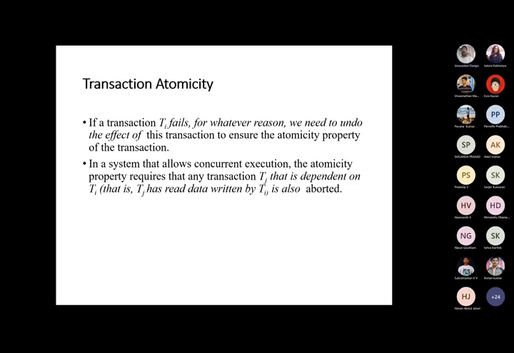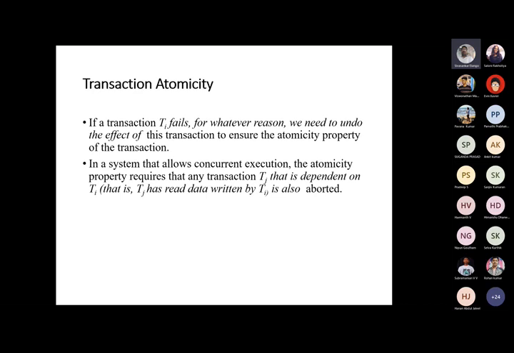right? So however, in a system that allows concurrent execution, the atomicity property requires that any transaction Tj that is dependent on Ti should also be aborted, right? So it happens in concurrent execution of the transactions. When two transactions are running concurrently, one transaction is dependent on other transaction, right?